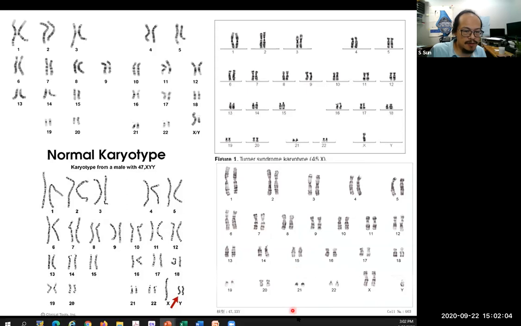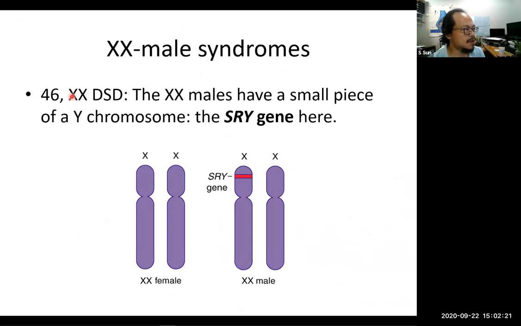We also have some disorder that is 46XY or XX. Let's take a look. So if in the karyotype, it may appear very normal, but the development is not. So this is called the 46XX. So it's very typical, 46XX. If you see this 46XX, you will think that this is a girl, right? So this is a female. But turns out it developed into male, okay? So this is called XX male syndrome.